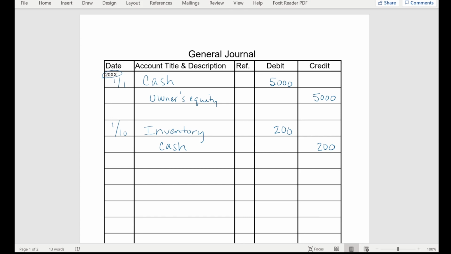Then on January 15th, the business owner purchased additional inventory, so we're going to put inventory here again. But they were able to get terms with this supplier, so that's going to go to accounts payable, and I'm just going to use that A/P to stand for accounts payable. They purchased $100 in inventory, so we're going to put that $100 debit to the inventory to increase that, and then we're going to put $100 credit to the accounts payable, showing that they still owe that money.